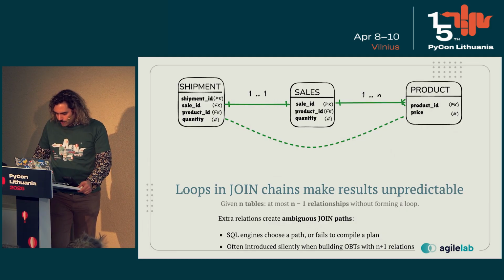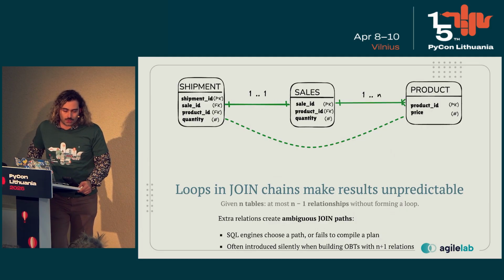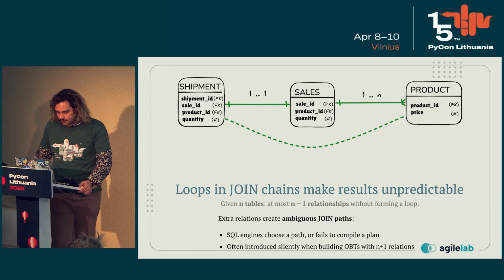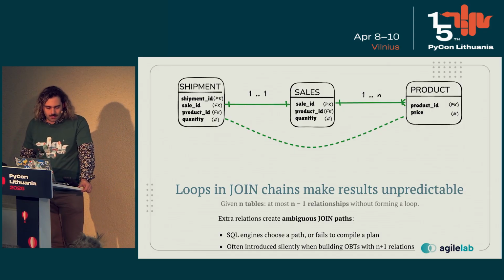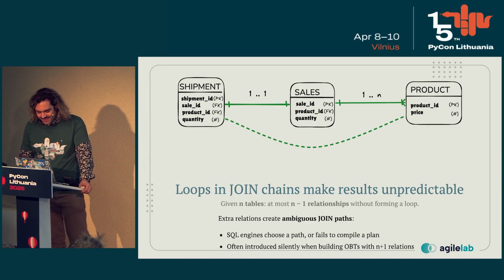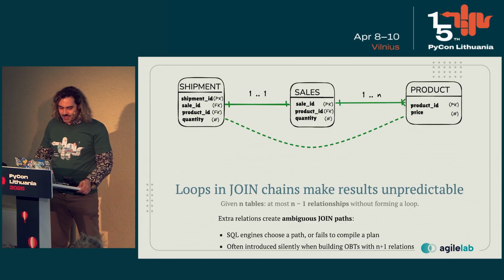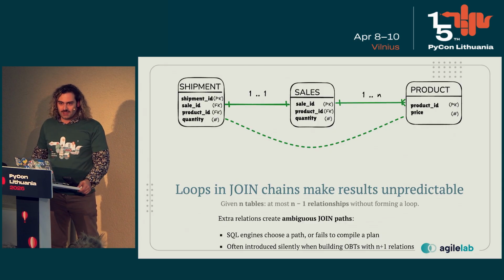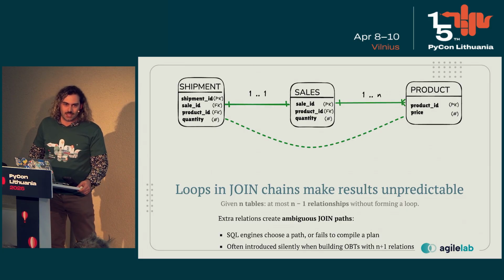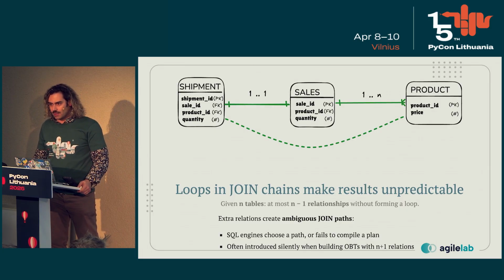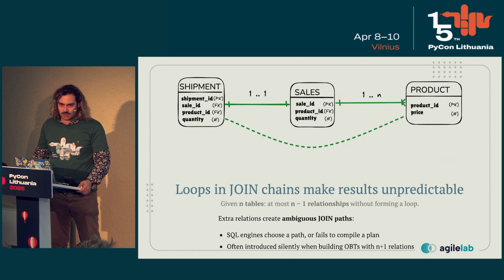And so this kind of problem is one of the most common because it occurs every time there are the same number of relationships as your tables. With three tables, you can have at most two relationships that don't create a loop. With three or more, then you're going to have a loop.